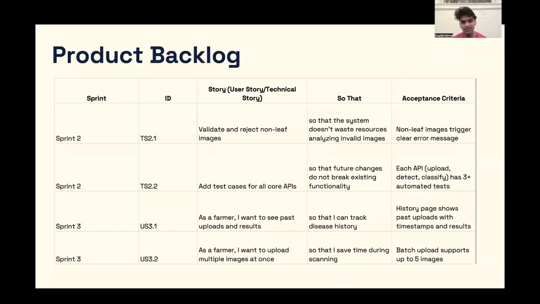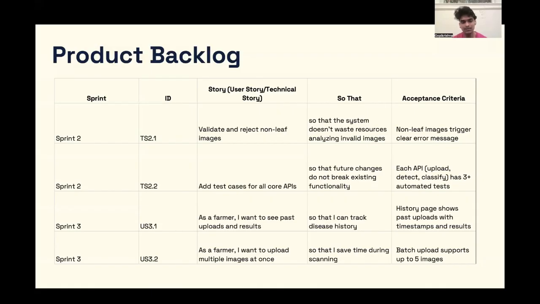And in sprint three, we have enhanced tracking of disease history for the farmers. Now the detection history page is displayed after uploads, showing the timestamps and diagnosis results. This feature allows for better monitoring of disease trends over time.